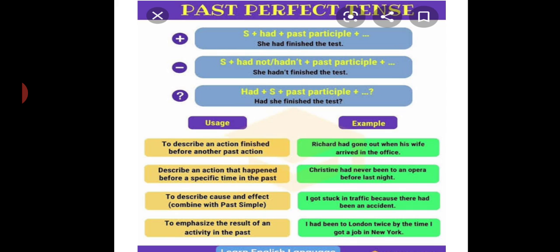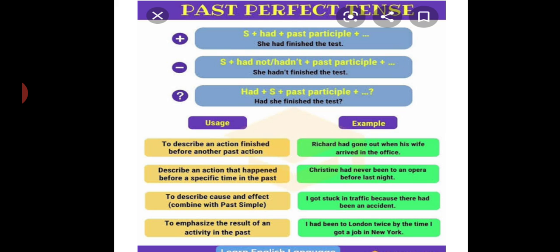Now, let's look at the usage. We can use past perfect tense to describe an action finished before another past action. Now look at this. Richard had gone out when his wife arrived in the office. Now Richard had gone out. That is past, like the completed past tense. When his wife arrived in the office. Now still a past tense. The wife arrived in the office. So you see, you use it to describe an action finished before another past action.